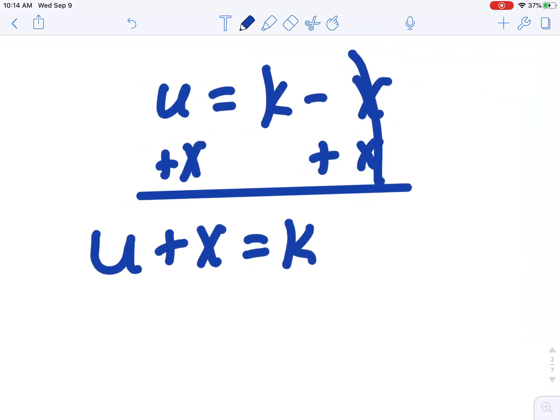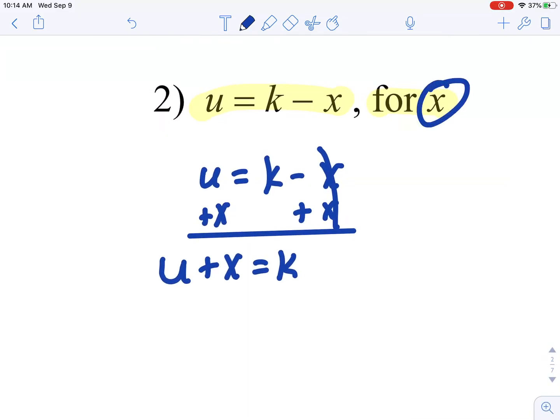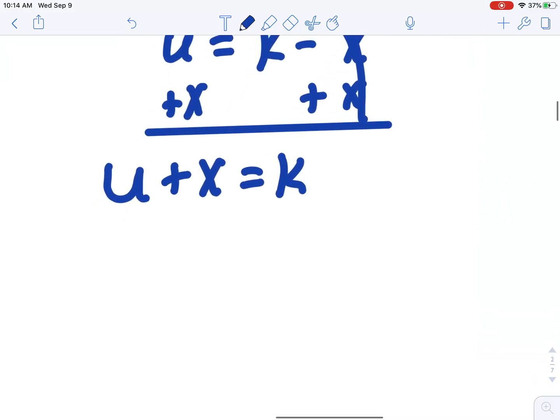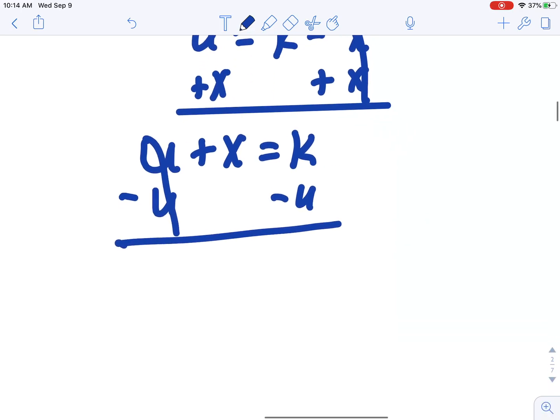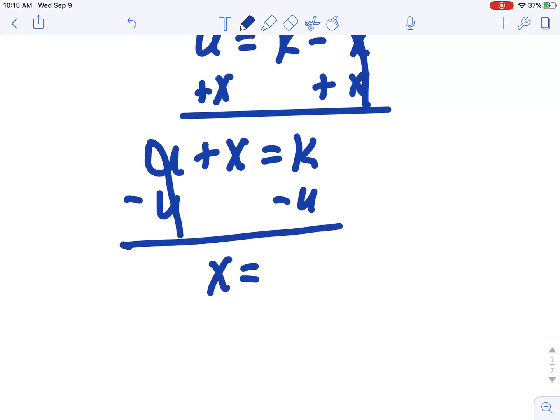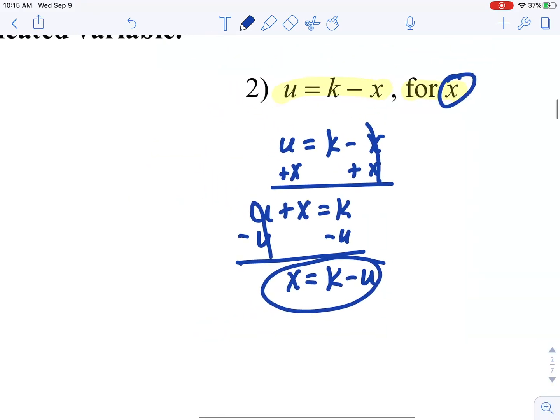As it stands right now, the k is isolated. That's not what we want. We want the x to be isolated. That's what the directions say. So to isolate that x, I'm going to subtract u, and the u's cancel out. I get positive x, that's just x, equals k minus u. They're not like terms, so all you can write down is k minus u. And that's the answer. x equals k minus u.